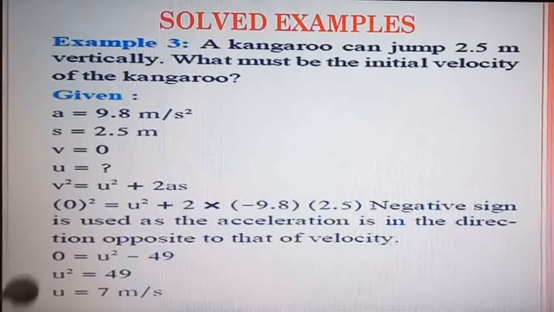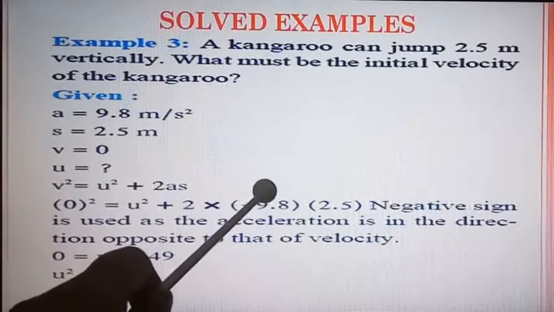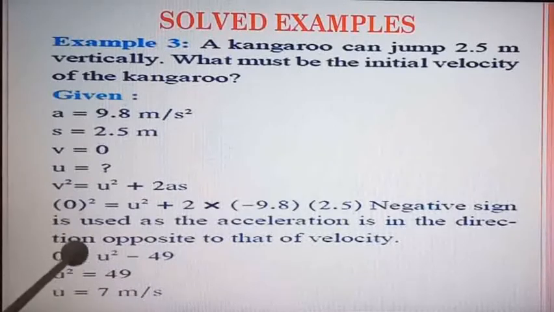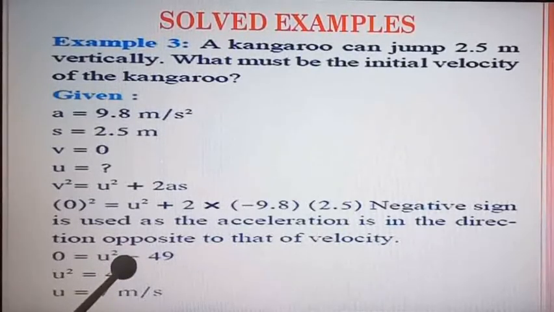So 0 is equal to u square minus 9.8 multiplied by 2.5 multiplied by 2. So u square minus 49. U square is equal to, take this minus 49 here, it will become plus 49. 49 is a perfect square of 7. So u is equal to 7 meters per second.